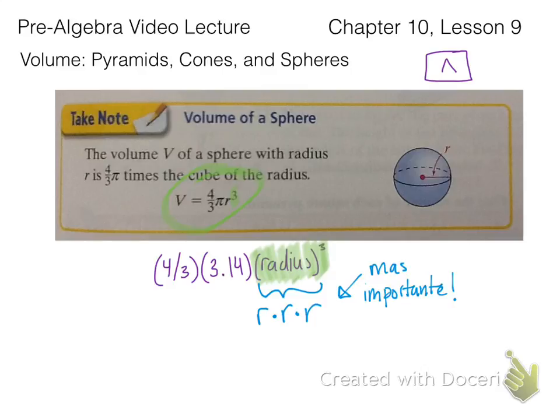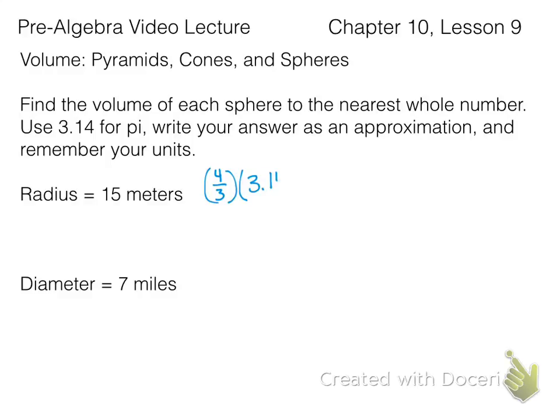All right, so let's go ahead and use this. And let's do it 2 different ways. We're going to figure out the volume of a sphere to the nearest whole number. We're going to use 3.14 for pi. We're going to write our answers in approximation because we've already approximated pi, and we need to remember our units. And remember, our units for volume are units cubed.